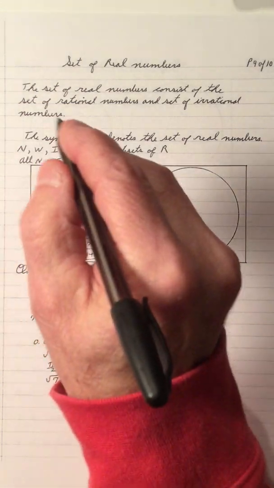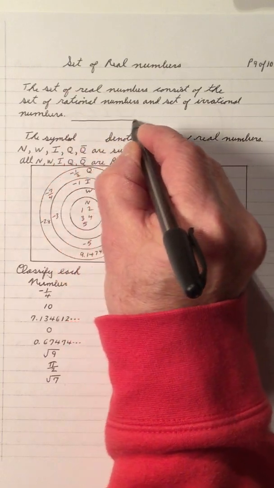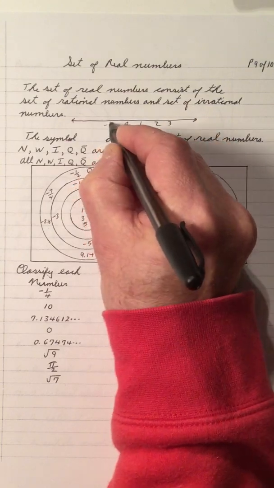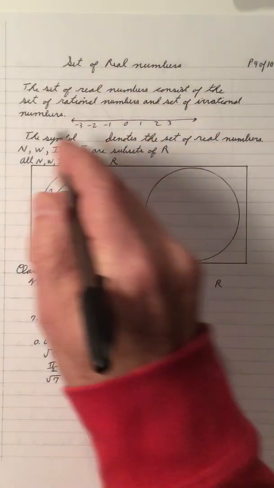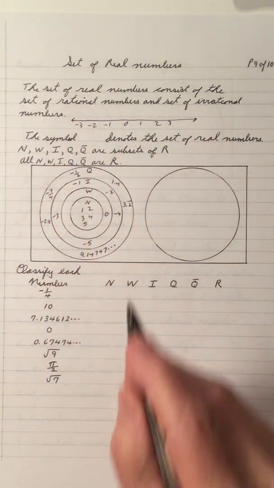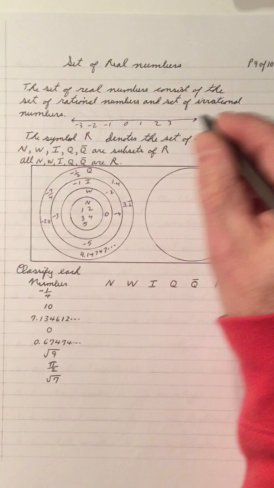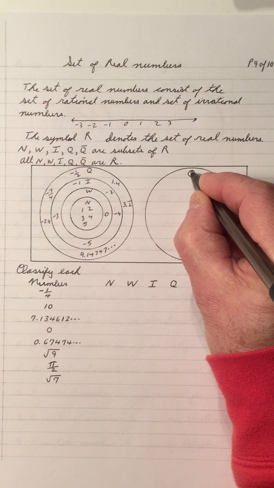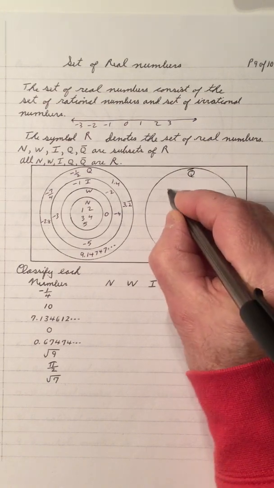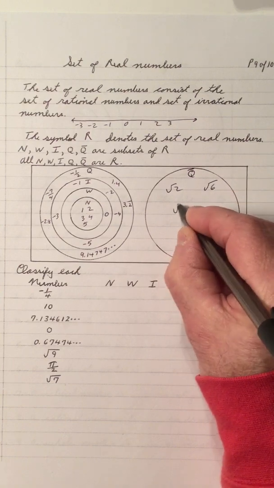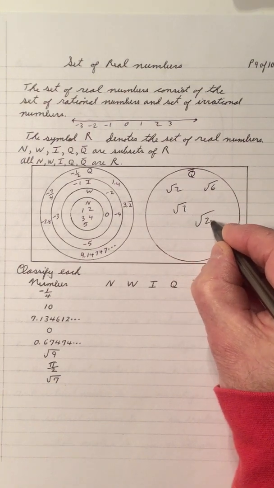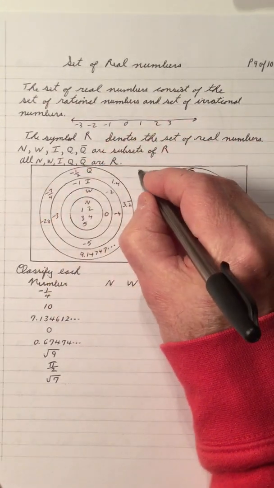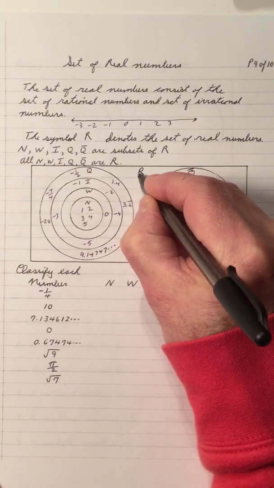And sometimes when we draw a number line, we put 0, 1, 2, 3, and -1, -2. So all the real numbers are on this number line somewhere. The symbol R denotes the set of real numbers. So here's the rational numbers over here. Irrational, sorry. And you got the root 2, the root 6, the root 7, the root of 2.4, etc., etc. But the real numbers is all of them.